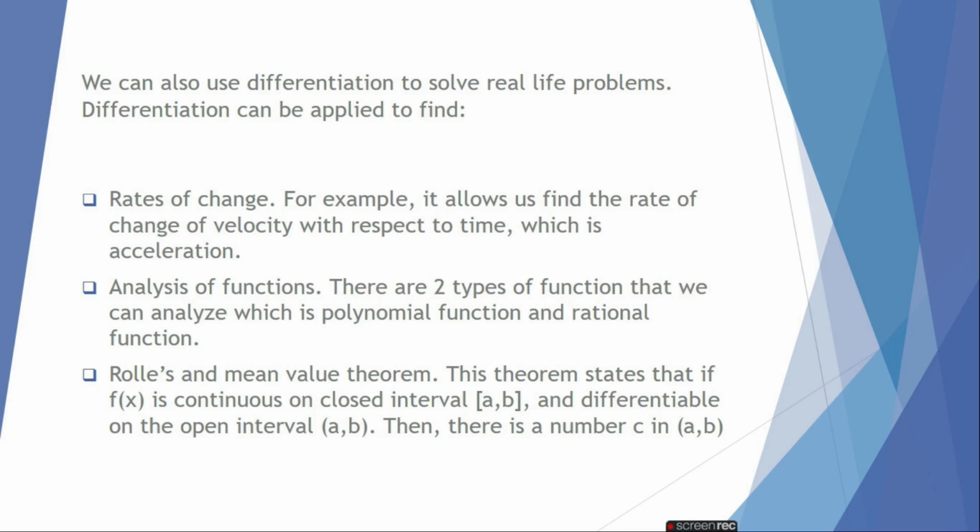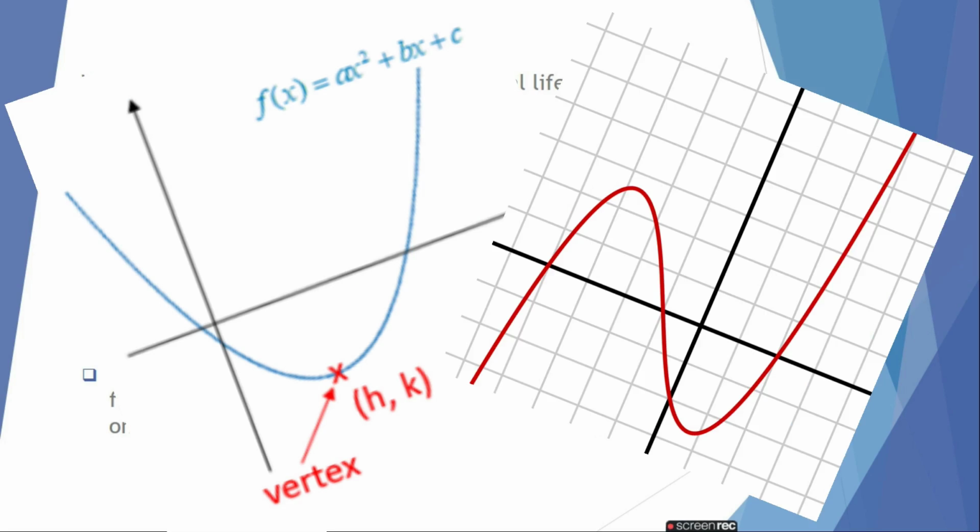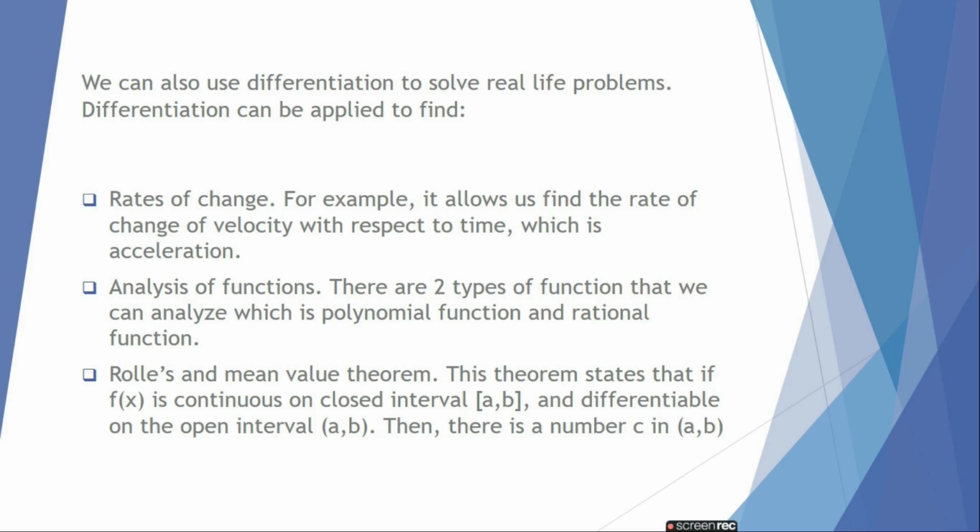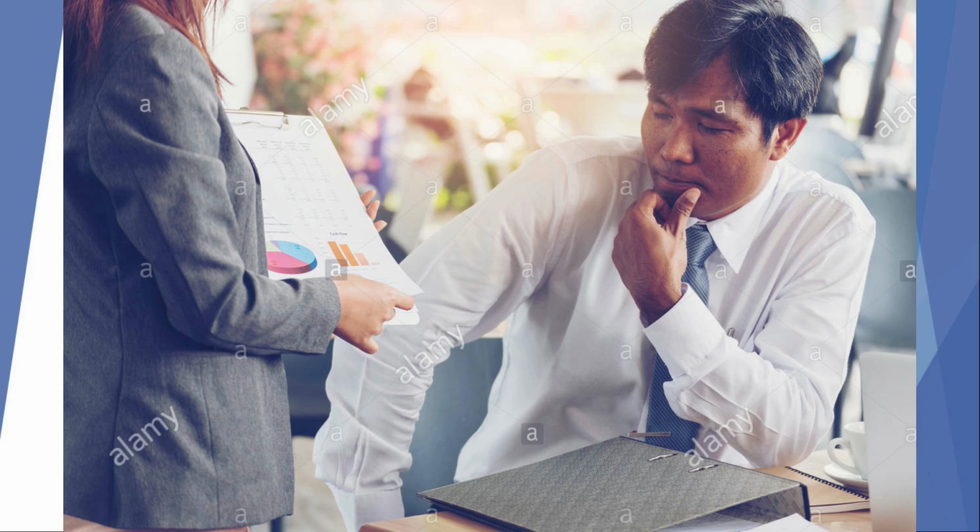We can also analyze functions. There are two types of function that we can analyze, which are polynomial functions and rational functions. A polynomial function is a function such as a quadratic, a cubic, and so on, while a rational function is a function which can be written as the ratio of two polynomial functions, where the polynomial in the denominator is not equal to 0. We mostly use analysis of functions in engineering and to find profit or loss in business.